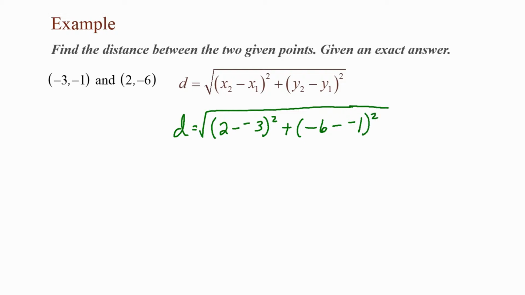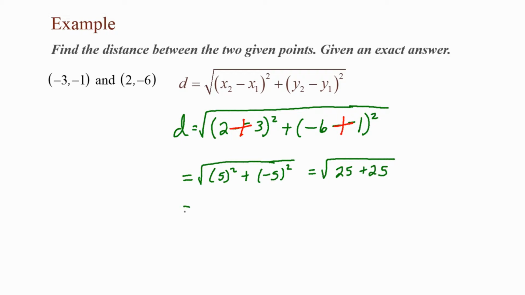Since I have 2 minus a -3, that's the same as 2 plus 3, and -6 minus a -1 is the same as -6 plus 1. This equals the square root of 2 plus 3 is 5, squared, plus -6 plus 1 is -5, squared, which equals the square root of 25 plus 25, which equals the square root of 50.